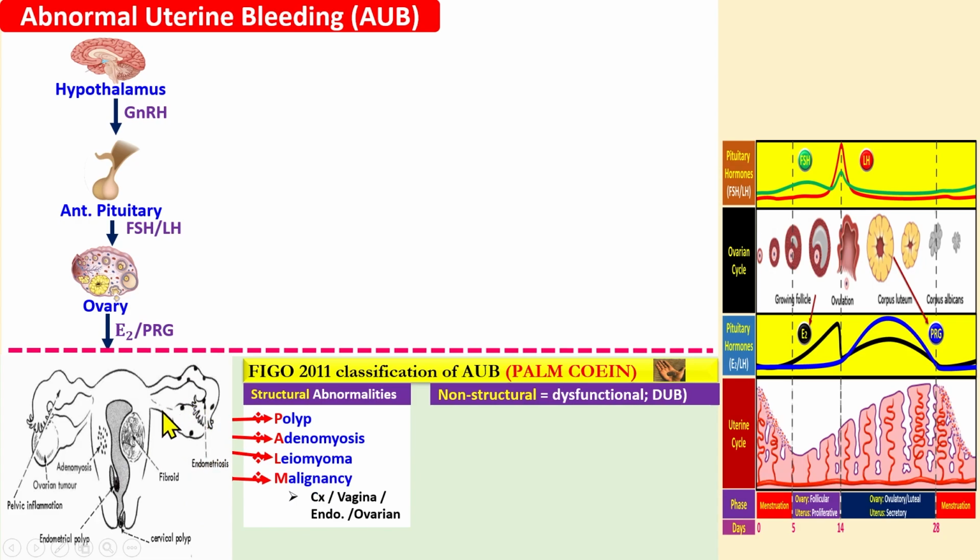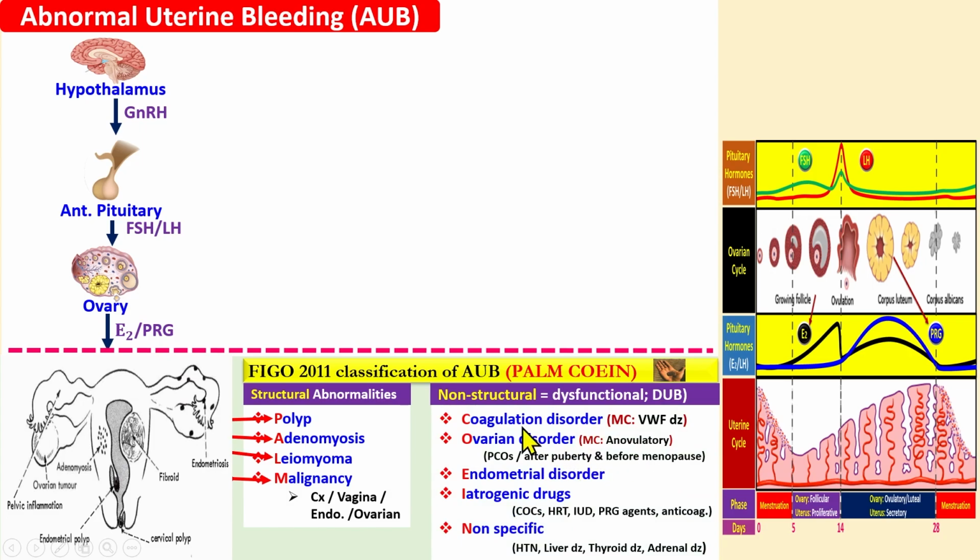If you do not diagnose any of the structural abnormalities, then you think of the dysfunctional, or non-structural, abnormalities. The mnemonic is COEIN. C represents coagulation disorder, O represents ovarian disorder, E represents endometrial disorder, I represents iatrogenic, and N represents not otherwise specified. In coagulation disorder, the most common cause is von Willebrand factor disease.